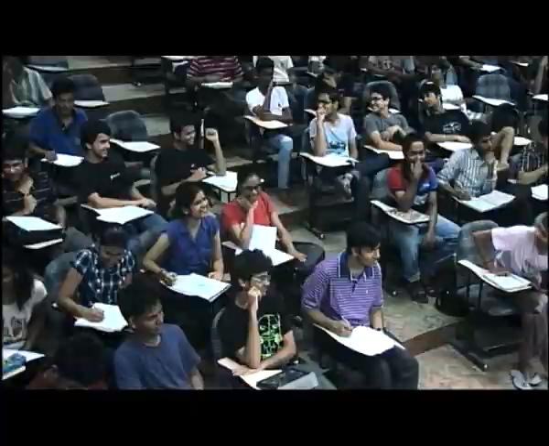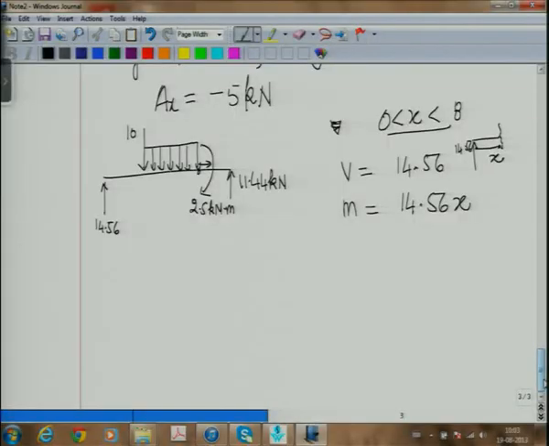Okay. So, now this is from 0 to 8. Now, if you are to draw the diagram, let this be 0. So, now the shear force diagram, how will this look like? Let us say this is the distance 8. So, shear force is 14.56. So, it just stays at 14.56, it is a flat line.